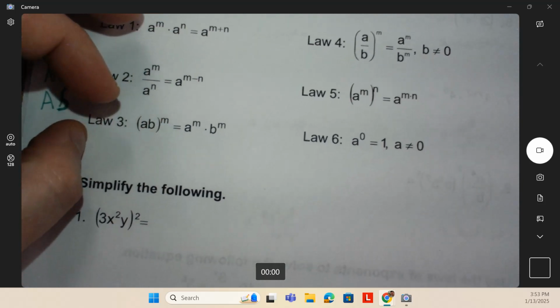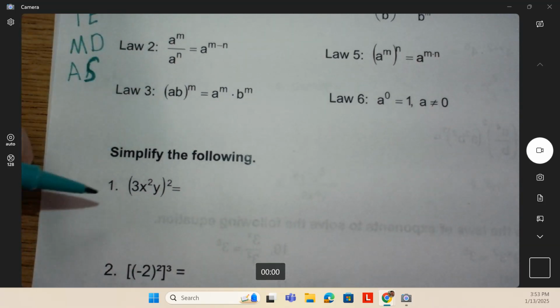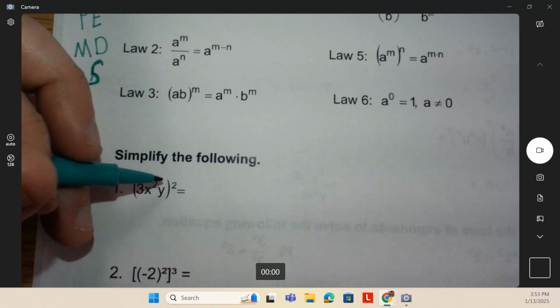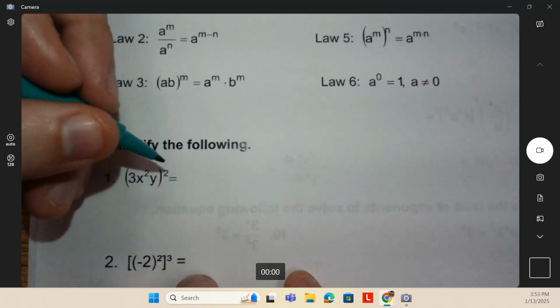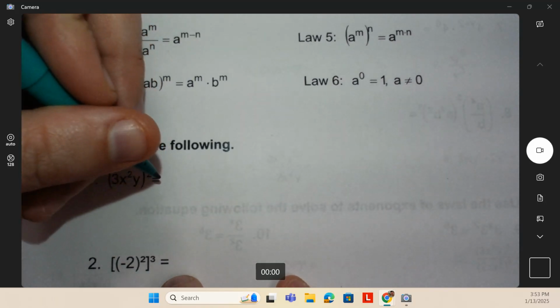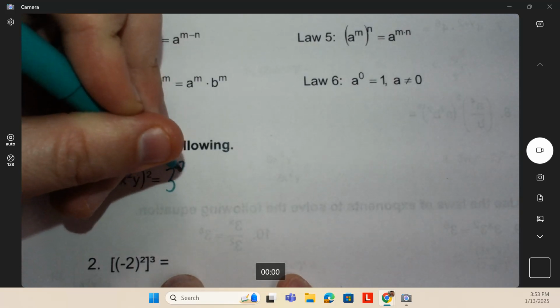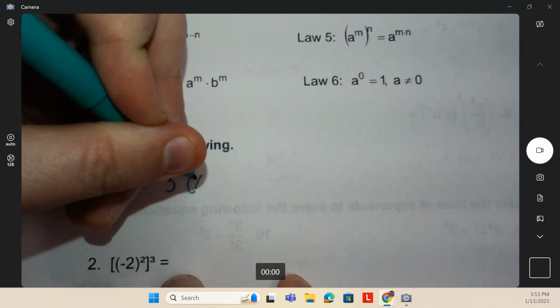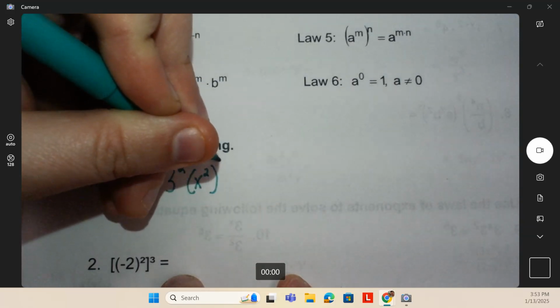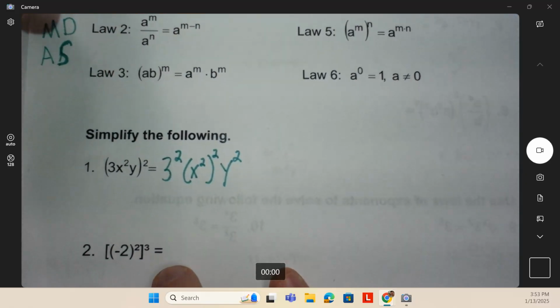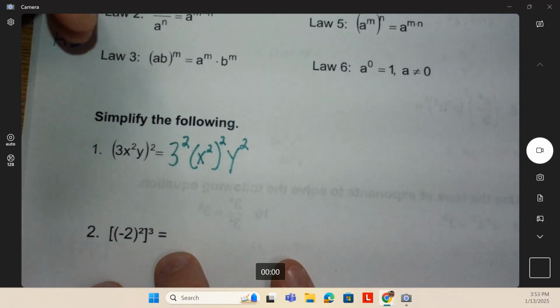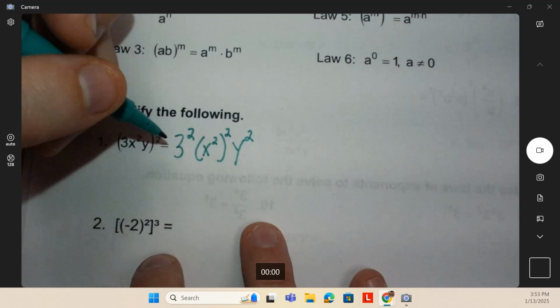So let's look at a few examples. I've got 3x squared y, all that to the second power. So I'm going to take and square everything. That means 3 is going to be squared. X squared will be squared. And y is going to be squared. So I've got a little more simplifying I can do there.